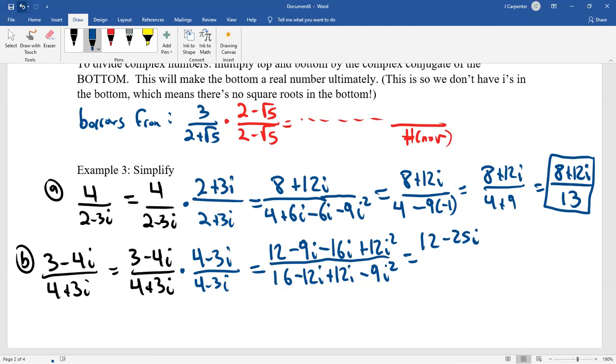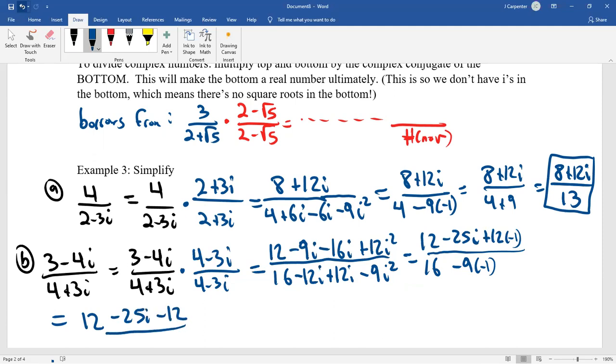Negative 9 minus 16 is negative 25. And then the 12i squared, that's going to be a plus 12 times negative 1 now, over. Leave the 16. Those cancel. The minus 9i squared is a minus 9 times negative 1 now. I'm going to go down here to save myself the space. That's now going to be in the top 12, minus 25i minus 12 over 16 plus 9.